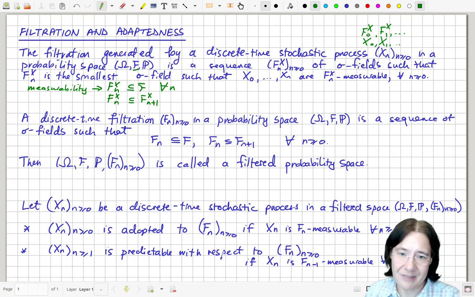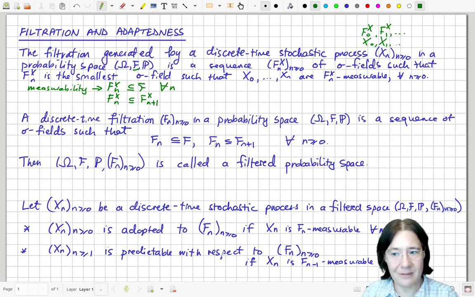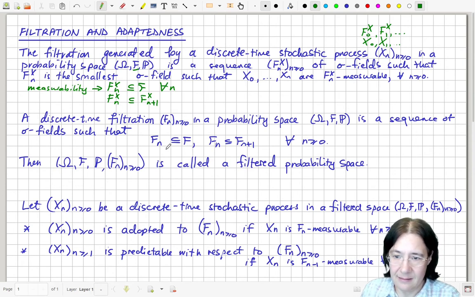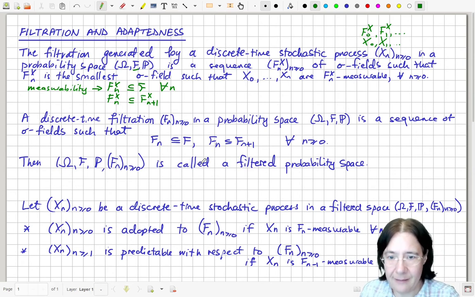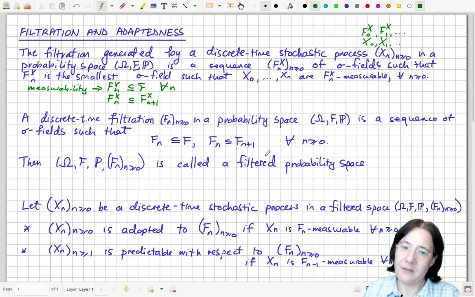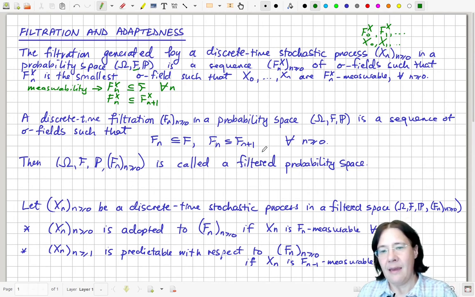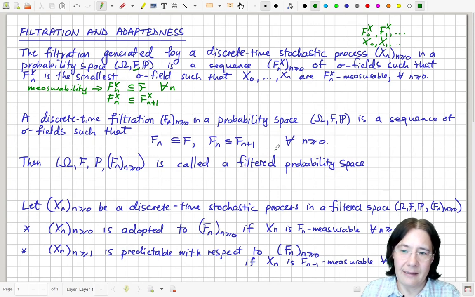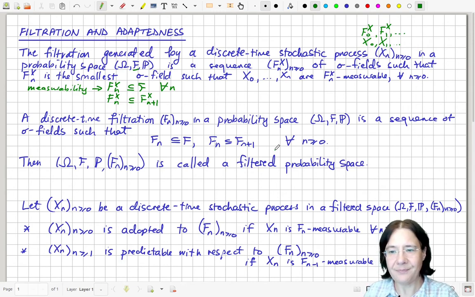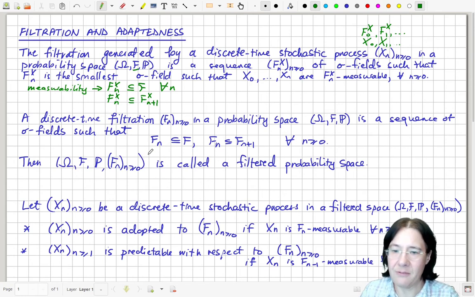A discrete time filtration in a probability space is a sequence of sigma fields, and the sigma fields have the property that each of them is contained in my master sigma field F of the probability space (Ω, F, P). And as time goes on, these sigma fields are getting richer and richer in the sense that more and more events are added to the sigma field in each case. If we have a probability space, then it's so common to attach a filtration to a probability space that we actually have a special name for it. If we have a probability space and we attach a filtration, we have 4 objects that we can group together, and we call them a filtered probability space.